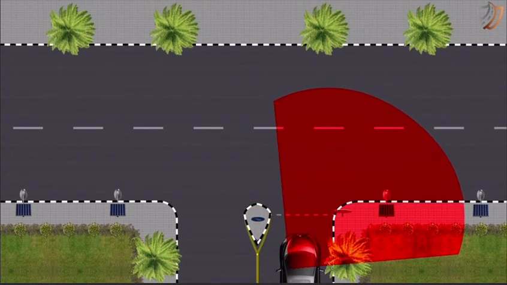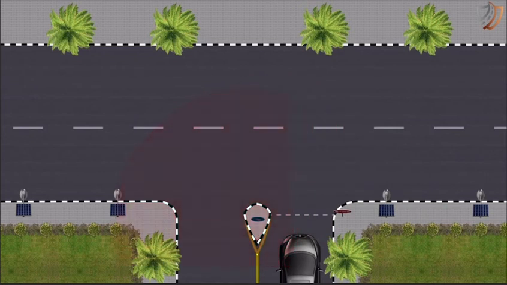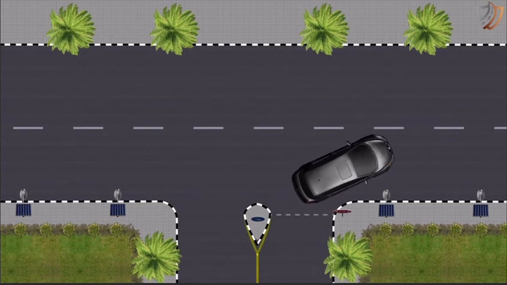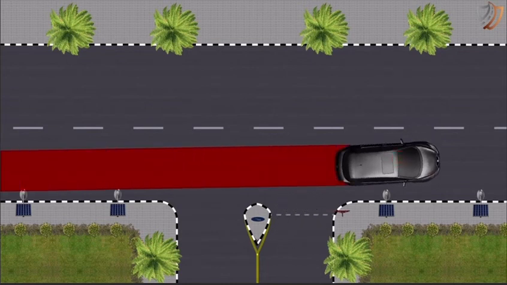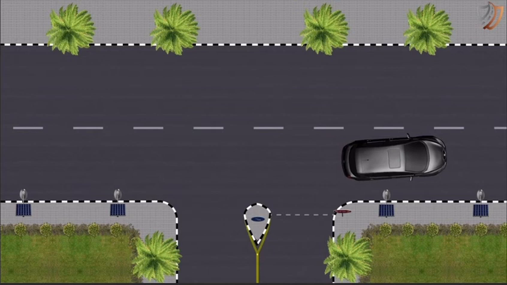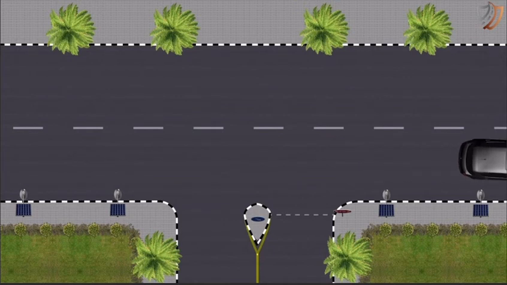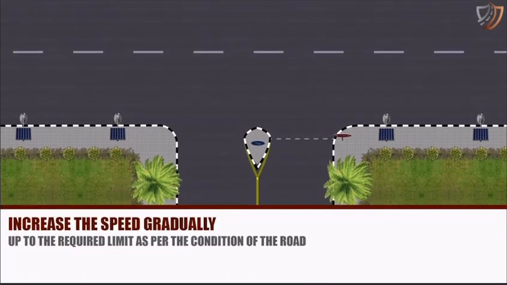Look around for the traffic and other possible hazards. Give way to the vehicles on the left, and if there are pedestrians in the way, allow them to cross safely. Once the road is clear, complete the turn in the center of the right lane. Check the center mirror to see the traffic behind. Cancel the signal and increase the speed gradually up to the required limit as per the condition of the road.